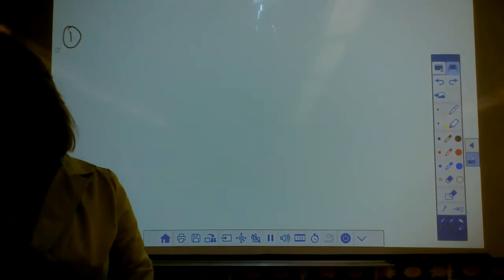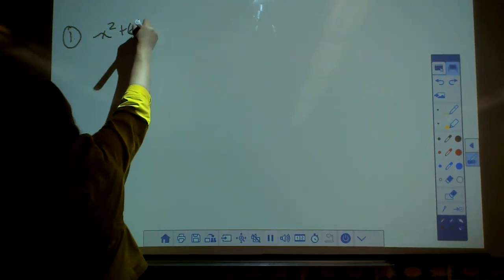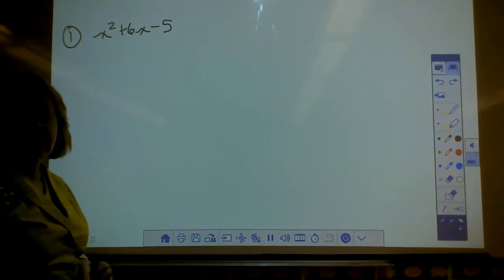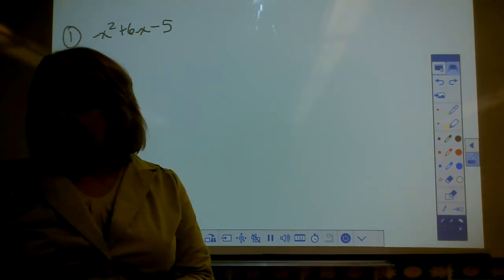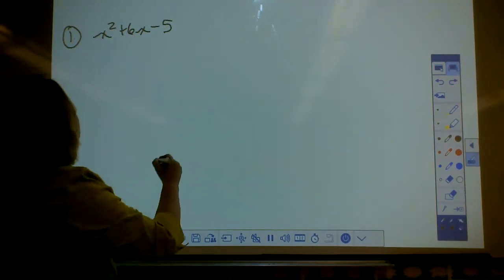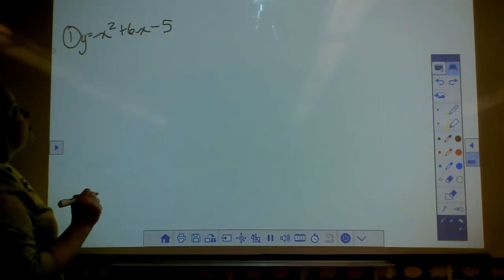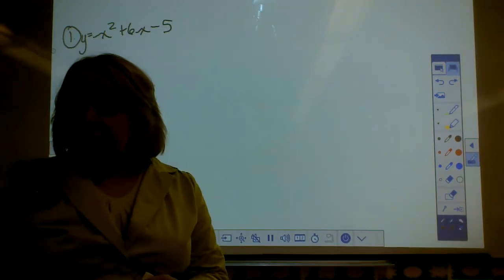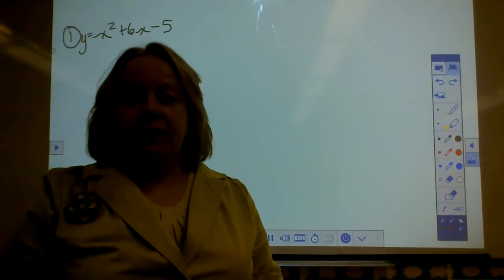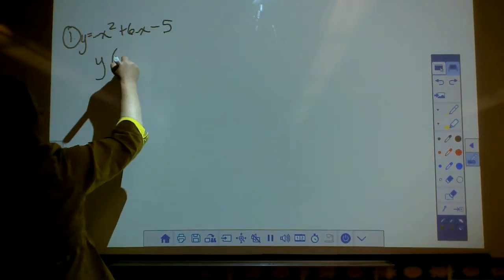So we're going to work out the first example there, x squared plus 6x minus 5. So the first thing we want to do is set it equal to y, and then we're going to move some things around here. So y equals. The first thing we want to do is group the x terms together, and we'll actually complete the square and then get it down into the form. So I'm going to go ahead and group my x terms here.